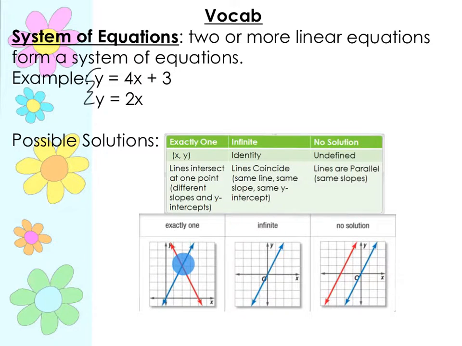As we go through and do our examples, we're going to look at how many solutions the system will have. We're going to be graphing all of our solutions. And if it's one of those cases where it has exactly one solution, we're actually going to name that ordered pair.